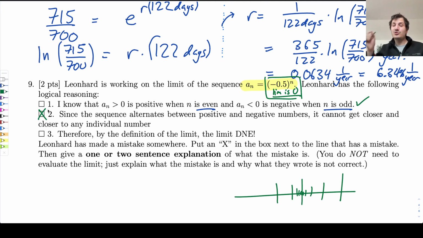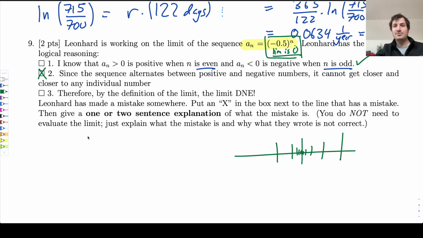It can get closer and closer to 0 because 0 is close to both positive and negative numbers. What is written here is saying it can't get close to any positive number and it can't get close to any negative number, but it can get close to 0. So number 2 is wrong. Number 3, assuming number 2 is correct, would be correct. If it didn't get close to any individual number, then the limit would not exist. So number 3 is a correct statement. Therefore, the limit does not exist. Because it doesn't get close to any numbers, the limit does not exist. That is a true statement. It's just that number 2 was false. What you're building off of is false. So the X is definitely in statement number 2.